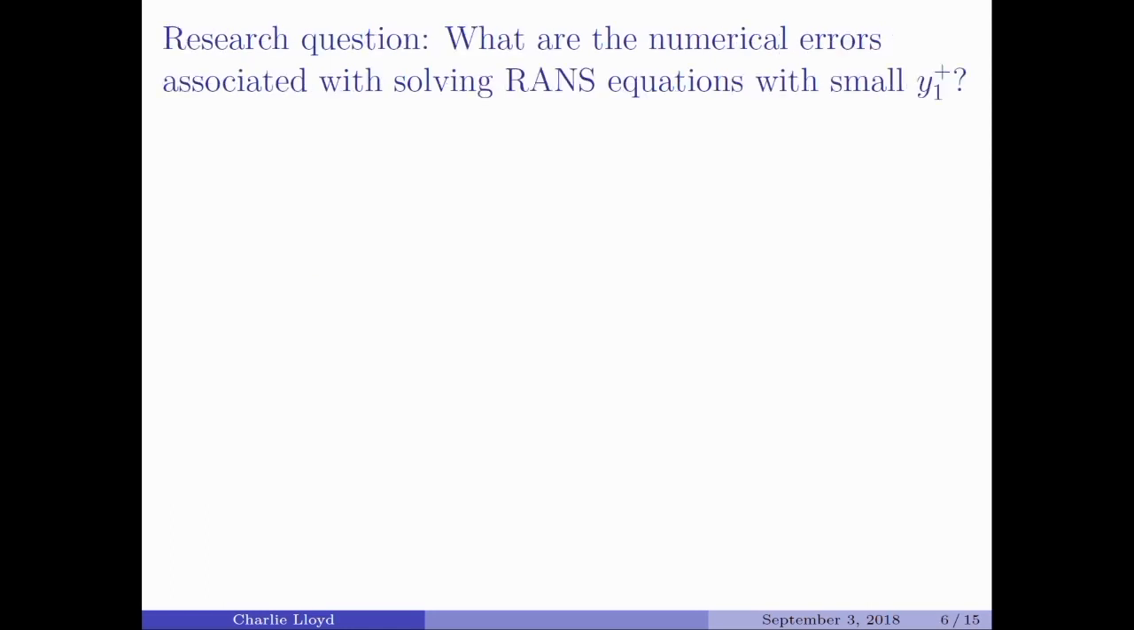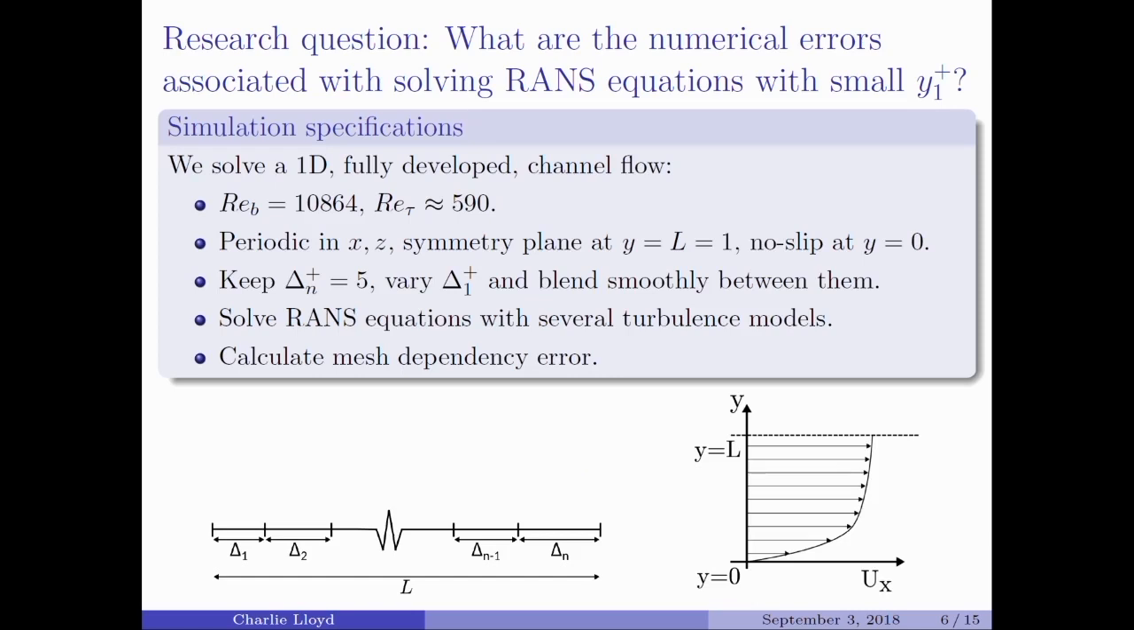So this leads me on to the topic of this presentation, which is estimating the numerical errors associated with solving RANS equations with these small near-wall cell sizes. And to do this, instead of looking at shark skin, I'm actually looking at a 1D fully developed channel flow at a moderate Reynolds number. I'm going to be varying the near-wall cell size delta 1 from about 5 times 10 to the minus 4 to a y plus value of 2.5. And in that range, you'll see that some of these models behave very well, and others give solutions that are very dependent on this cell size.